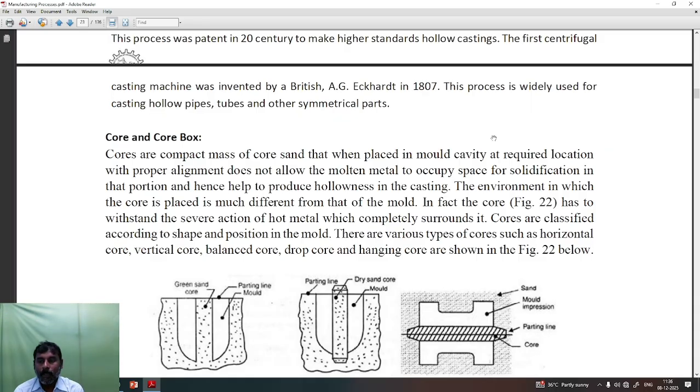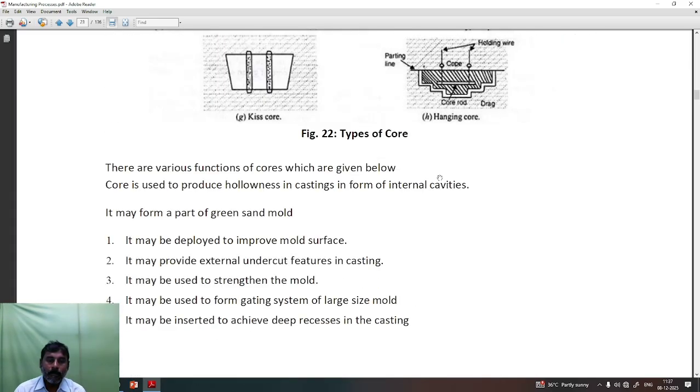Cores are classified according to shape and position in the mold. There are various types of cores such as horizontal core, vertical core, balance core, drop core and hanging core. There are various functions of cores which are given below. Core is used to produce cavities in casting in the form of internal cavities.